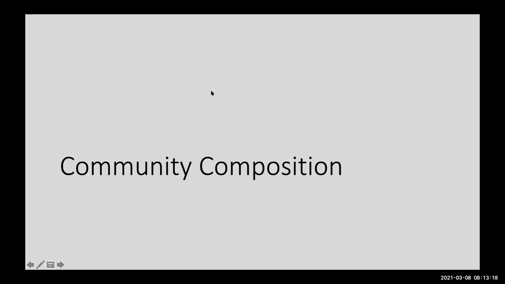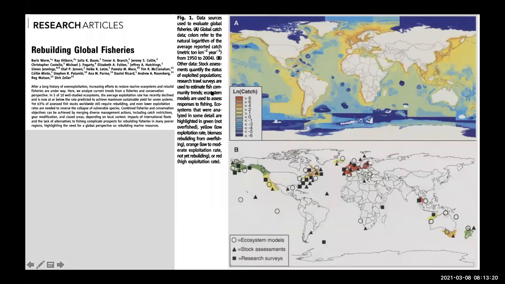Now let's talk about community composition. This is really important stuff, and this is economics. Here's a paper talking about rebuilding global fisheries. And global fisheries are all about fish communities. Because it's economically important, it means you have tons of data.